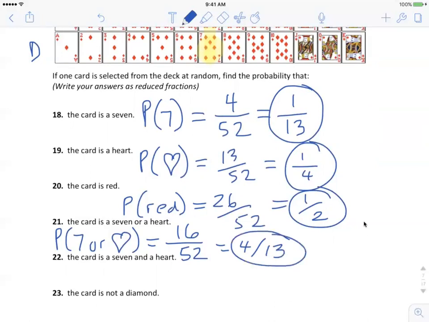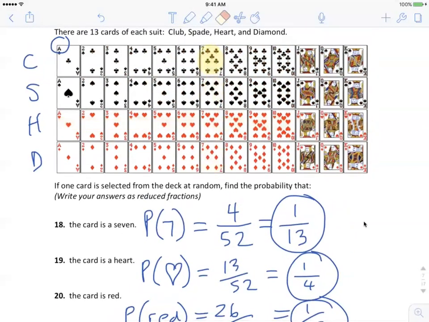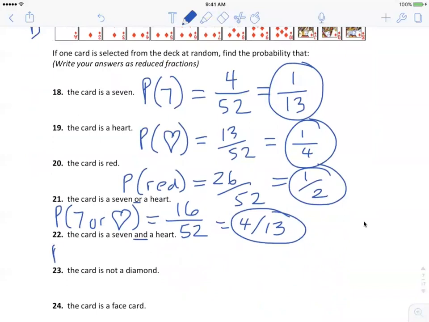How about the card is a 7 and a heart? Little details here, or versus and, which we will get to in future sections. The card is a 7 and a heart. Well, I only see one. That's the only card that has both a 7 on it and a heart on it. So there's only one out of 52. Probability of 7 and heart, 1 out of 52. A simple event, because there's only one way to pull the 7 of hearts.